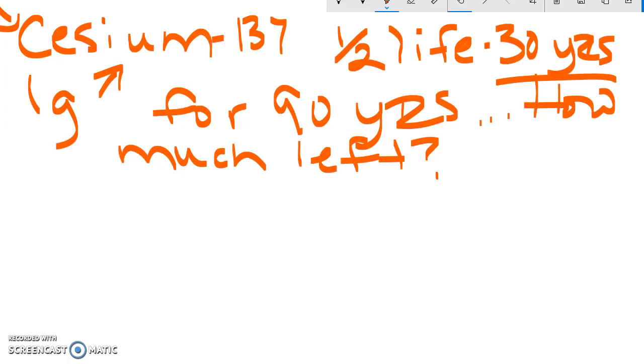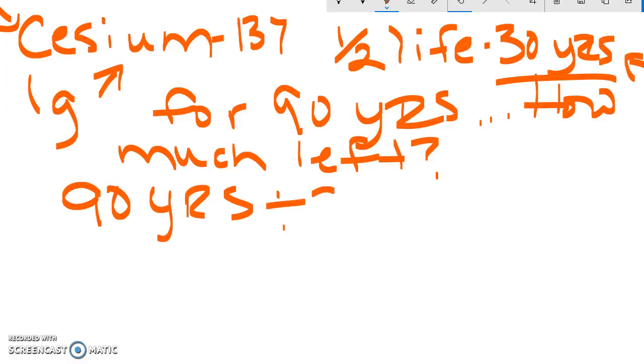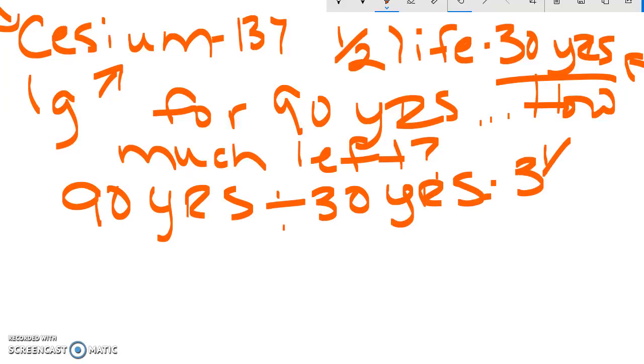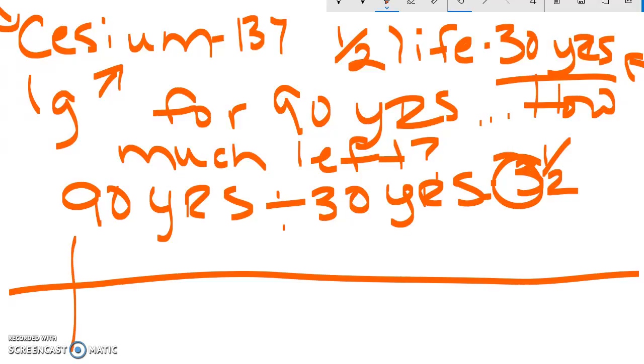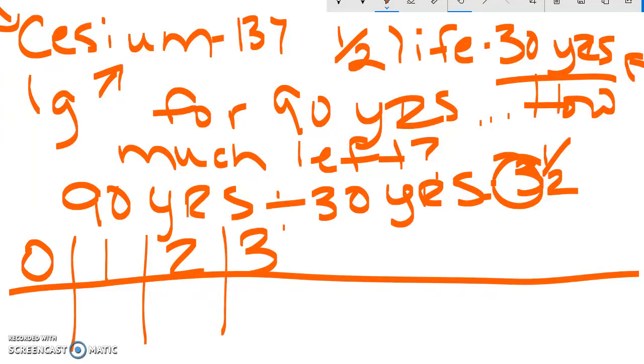Well, first of all, we need to see how many half-lives have passed. So we know that it's been going for 90 years, and we know that 30 years is your half-life. So we're going to divide 90 by 30 years, which gives us 3 half-lives, okay? So we have 3 half-lives. So the way I do this is I draw this out and I put original for the first one, then 1, 2, 3. Okay, so the original is 1 gram.